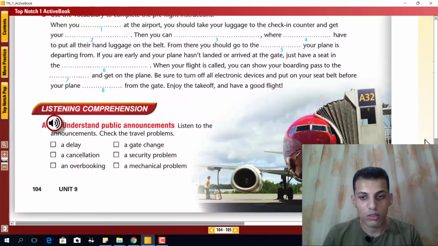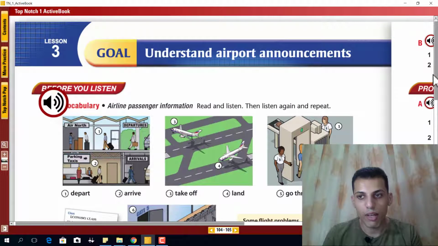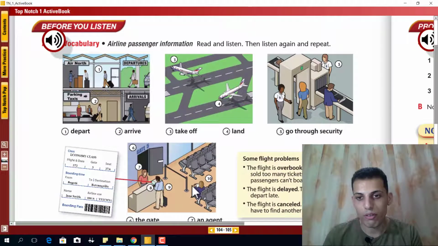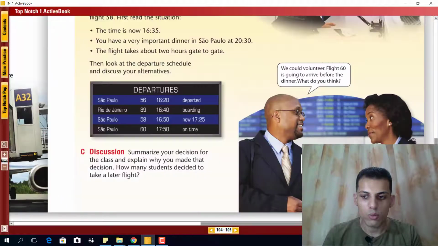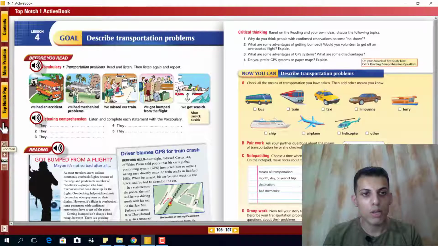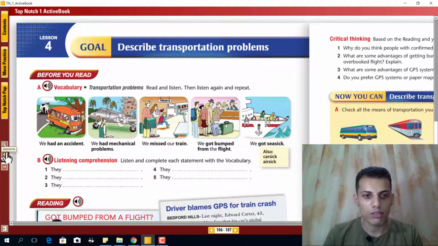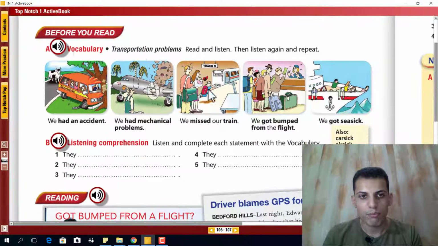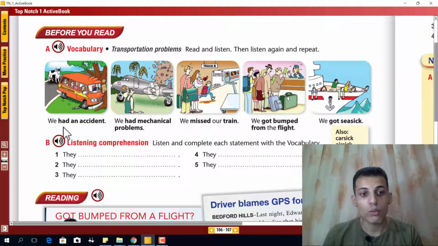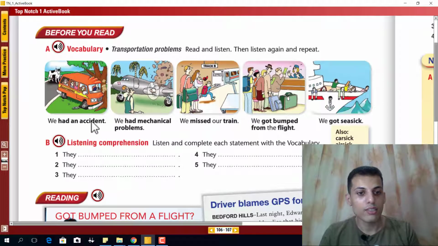Alright, so that's it. So خدنا كان some vocabs about the flight and you know they are playing passenger information. ايه اللي بيحصل في المطار. اوكي وهكذا. Right, والمشكلات اللي بتقابلنا في الرحلات. Lesson number 4. Lesson number 4 describe transportation problems. مشكلة المواصلات بقى. اوكي ايه اللي حصل مع الباص، ايه اللي حصل مع البلين، ايه اللي حصل مع الحاجات دي. اوكي. Transportation problems. Whether we had an accident, oh my god forbid يعني. So we had an accident, عملنا حادثة.